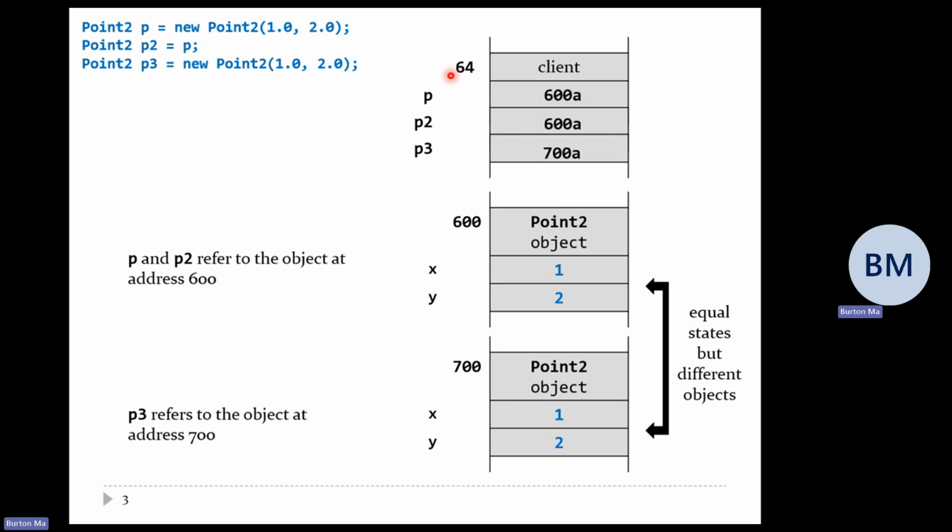P and P3, well, they refer to different objects. P refers to that object here. P3 refers to this object here. The number 600A is not equal to the number 700A. So the Object version of equals returns false in this case. P and P3 do not refer to the same object.